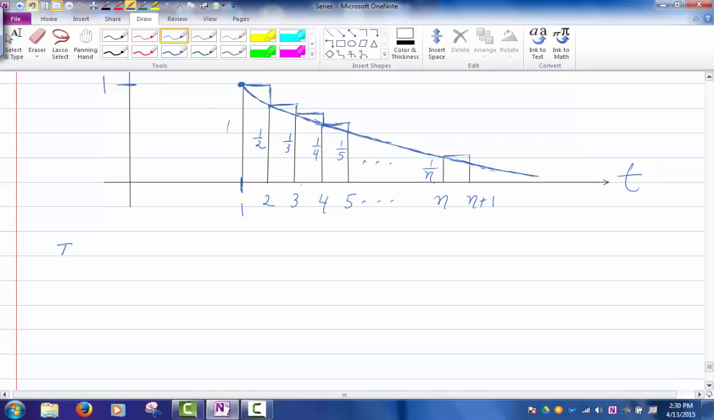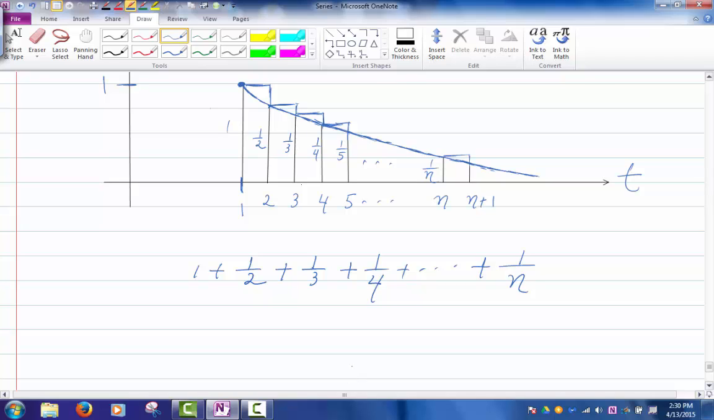What's the total area of these rectangles? Tell me the numbers. 1 is the area of the first rectangle, right? The width is always 1, so height determines the area. Half is the area of the second. 1/3 is the area of the third. 1/4 is the area of the next, and so on. And for the last rectangle, the nth one, the area is 1 over n.